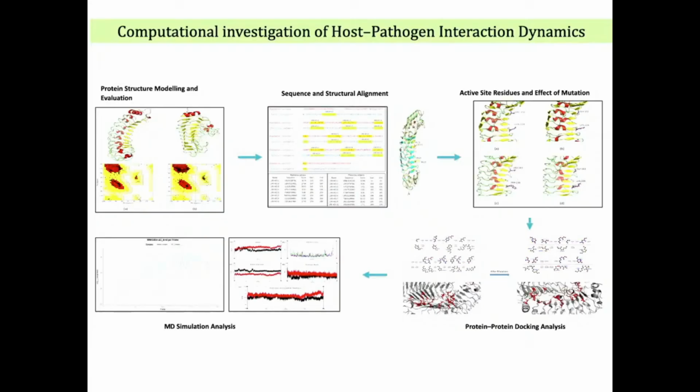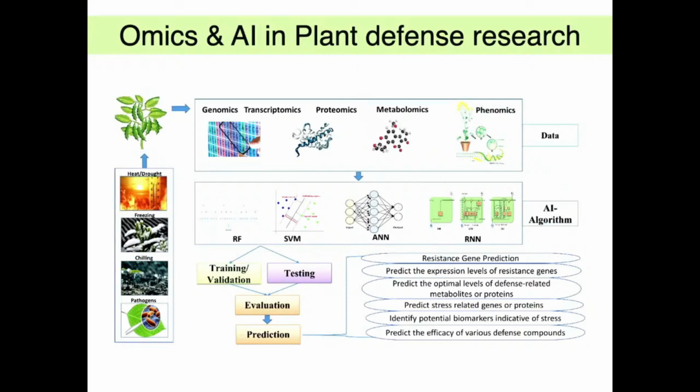We have seen that after mutation, the interaction between the plant and pathogen protein is increased. So it can better help plant resistance and triggering the defense response in plants. So that could be taken further for wet lab experimentation. So in brief, this is the overall AI in plant defense that can be implemented in various defense research.